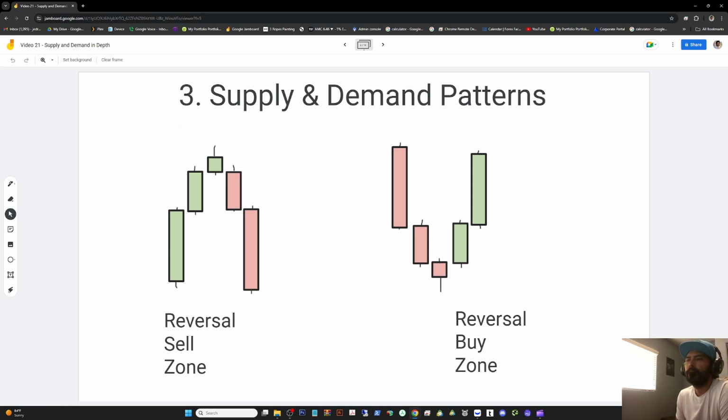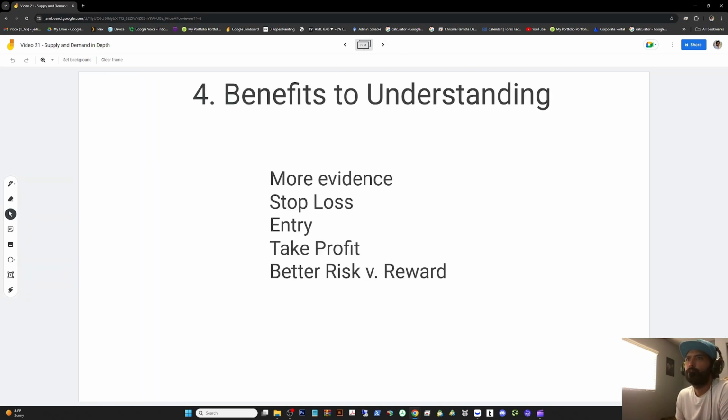3. Supply and demand patterns. These are similar to trading trailing candles. You can see supply trailing off or demand trailing off, signaling a reversal. 4. Understanding supply and demand will help you identify areas of value.